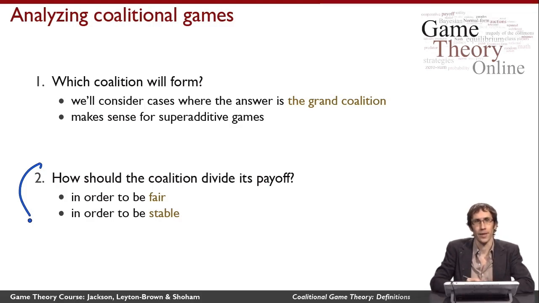Now, it's reasonable to wonder what I mean when I say how it ought to divide its payoff. That kind of depends on what the coalition is trying to achieve. And we're going to consider two different ways of answering that question. The first is how it ought to divide its payoff if what it's concerned with is fairness. Secondly, we might instead wonder about how it ought to divide its payoff if what it's concerned about is stability, by which we mean everybody would be willing to form the coalition rather than instead forming smaller coalitions because they might be able to achieve higher value for themselves. And we'll look at all of this in the videos that follow.